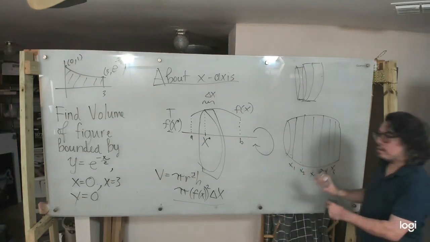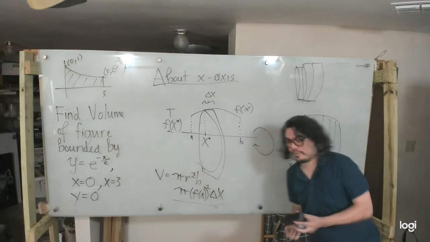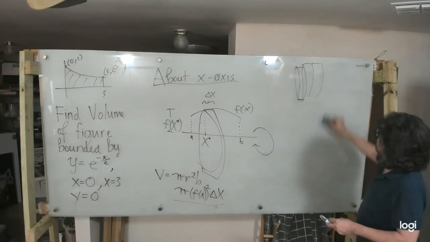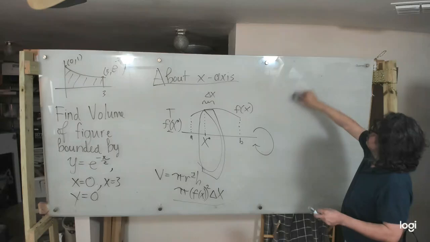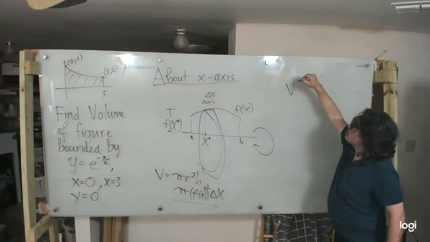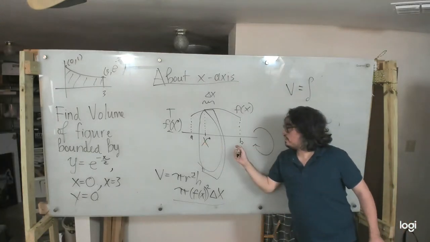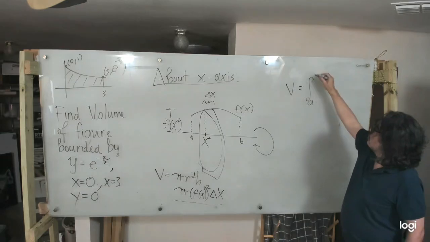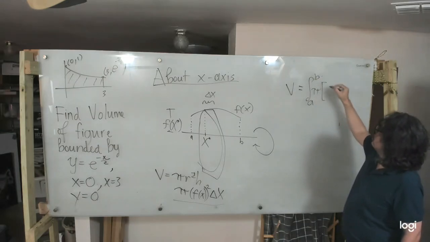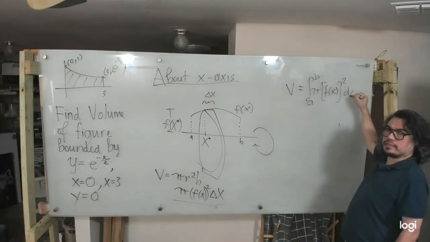And if I add them all up and I let the thickness, delta x, go to 0, I can relabel it as a dx just for the sake of discussion. Then I get our integral formula for the volume of a revolution. So volume by revolution, V, is going to be the integral, in this case, from a to b of pi times f of x squared dx.